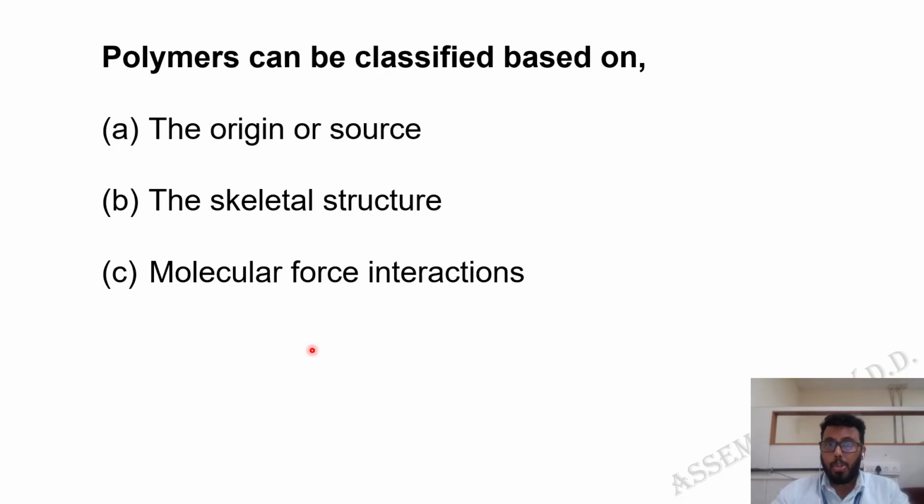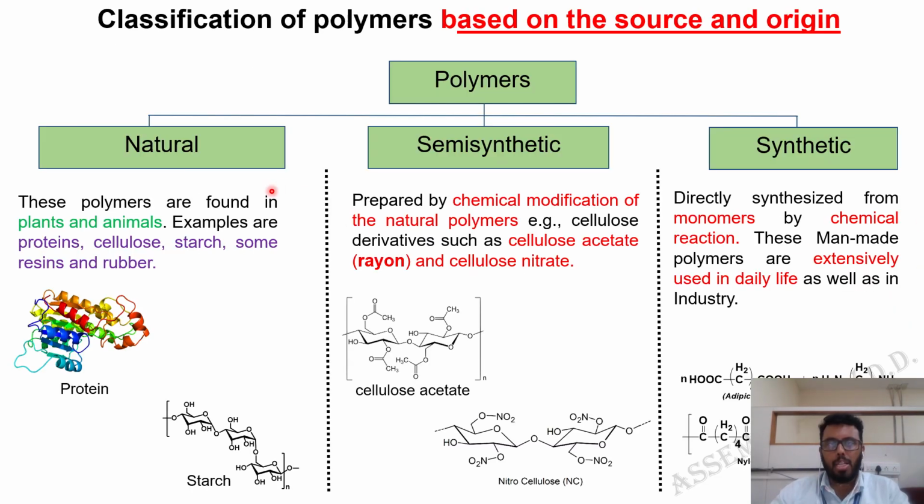For instance, you can classify the polymer based on the origin or source, that is, from where this polymer is naturally procured, or where it is originating from, or where we are sourcing from. The skeletal structure also matters, whether it is linear or branched, that we will see. And the molecular force of interaction: how this polymer is formed and what type of molecular force interactions are involved. Let's look at this chart.